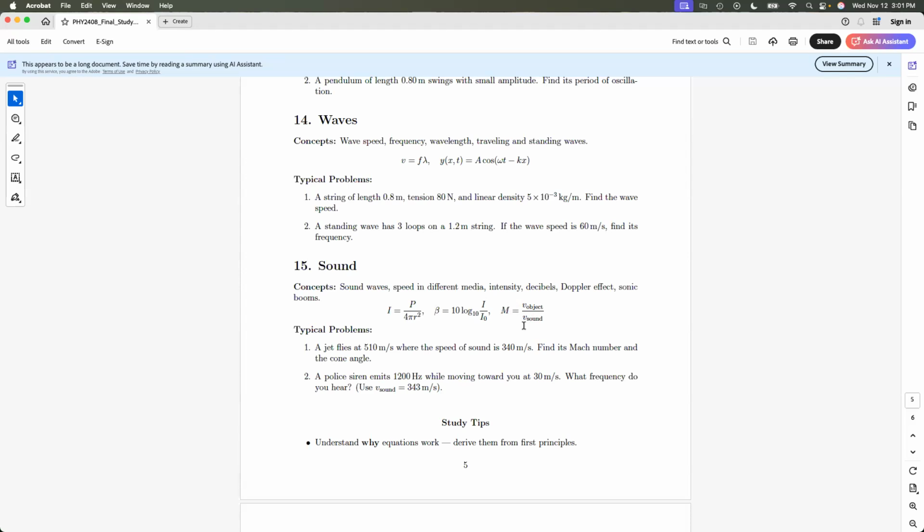Oh, that's the Mach number. Okay. Yeah, the way we wrote it was not V object. Sorry, it confused me for a second. Yeah, that's just our formula for Mach number. So Doppler effect problems and Mach speed, sonic boom kinds of problems.